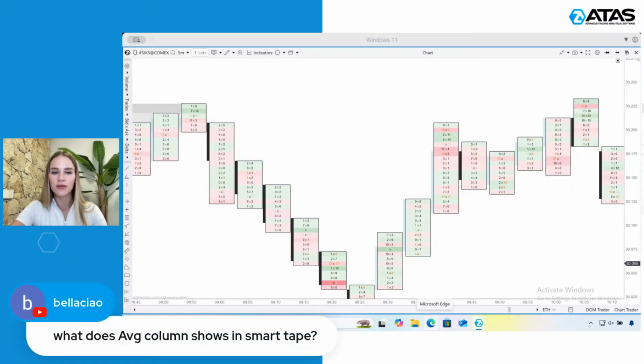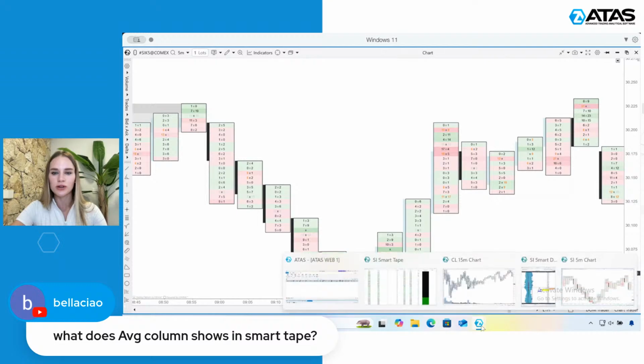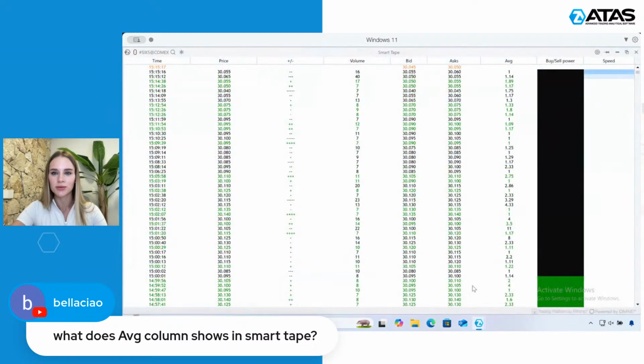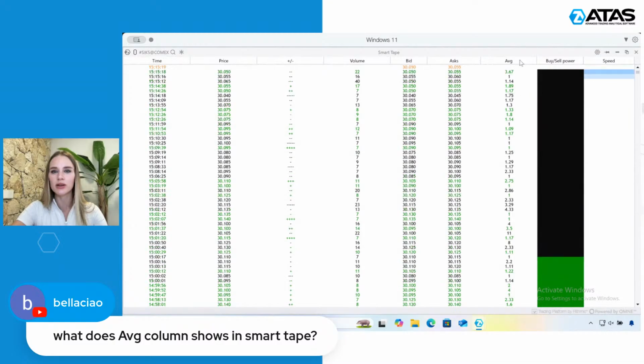Average is the average amount of volume that was traded at this level. Here, you're asking about this, it is an average amount of contracts because it summarizes it and accumulates it together.